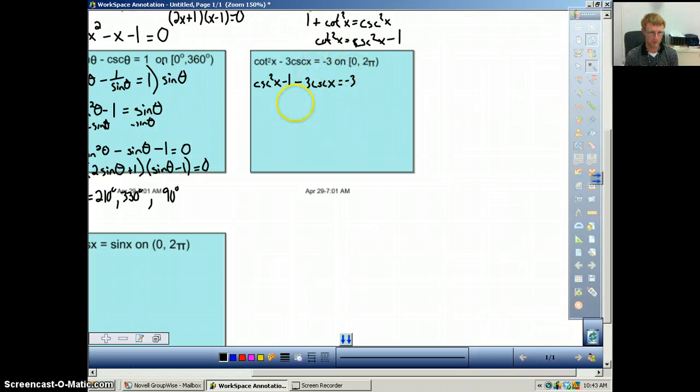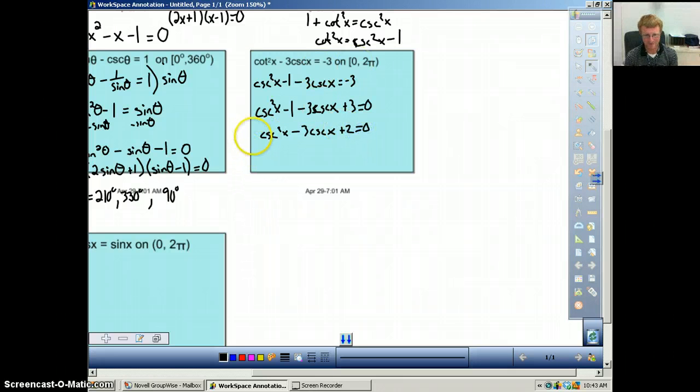And now we're just going to add 3 to the other side. So we have cosecant squared of x minus 1 minus 3 cosecant x plus 3 equals 0. Now we'll combine the negative 1 and the positive 3, and that is cosecant squared of x minus 3 cosecant of x, and then this will just be a plus 2 equals 0.